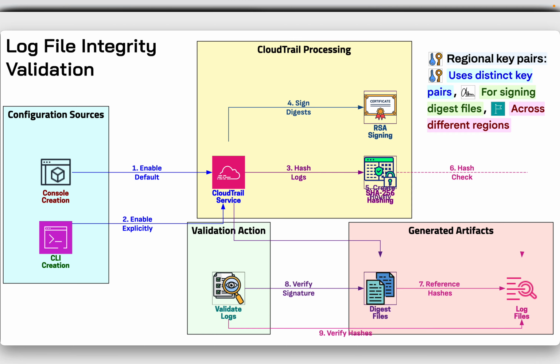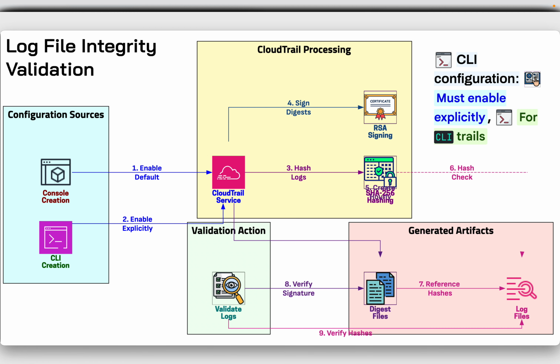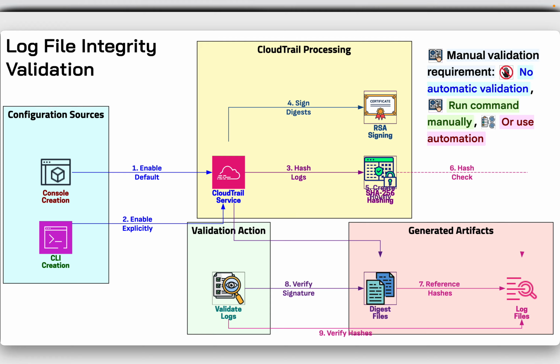Different key pairs are used for signing digest files in different regions. Log file validation is enabled by default for trails created in the console. Log file validation must be explicitly enabled for trails created via the CLI. You validate log files using the aws cloudtrail validate-logs CLI command. Log files are not automatically validated. You must run the validation command manually or through automation.